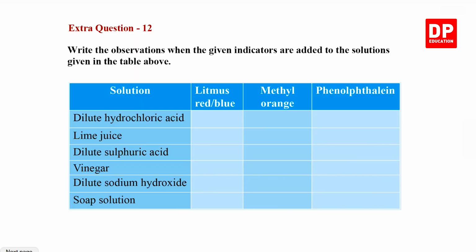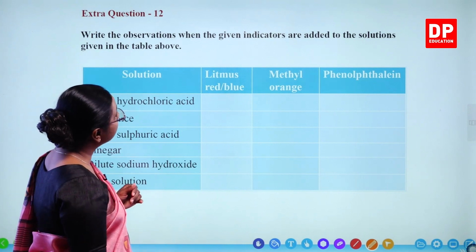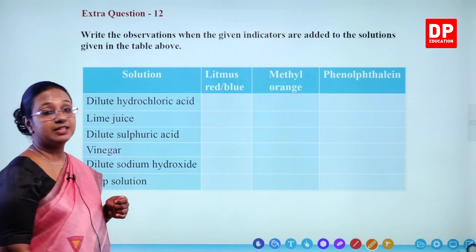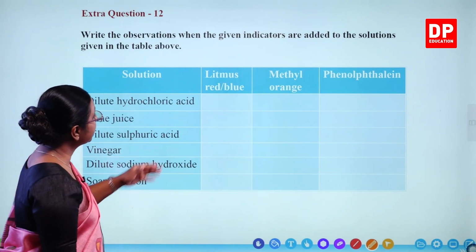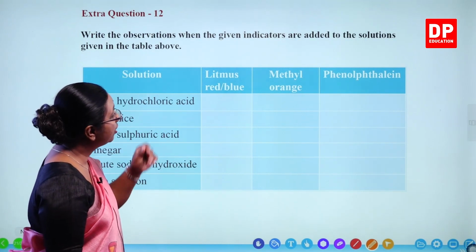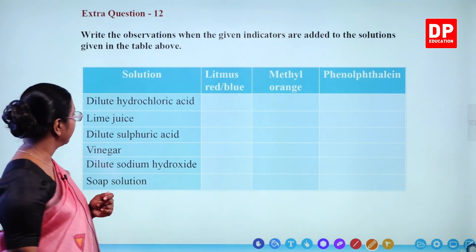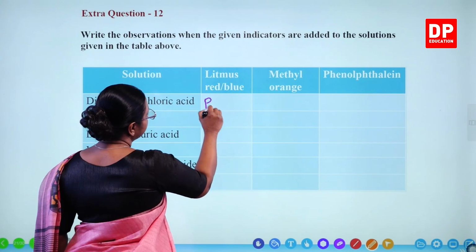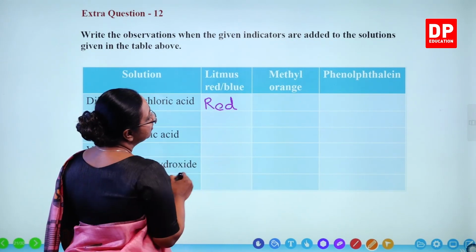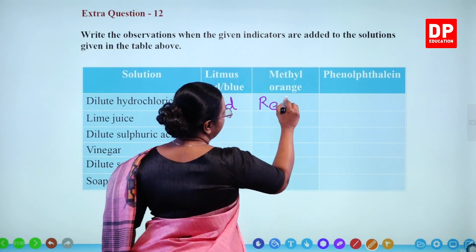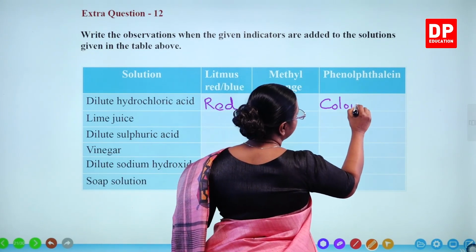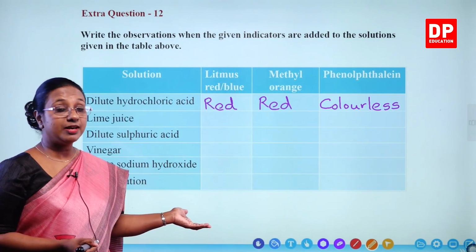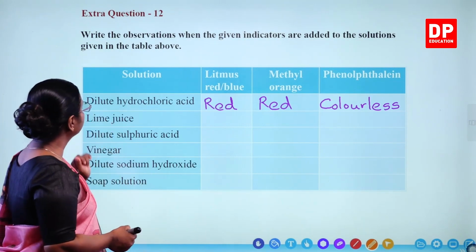Extra question 12. Write the observations when the given indicators are added to the solutions given in the table above. So, here you are given the table. Solutions are given. Here again litmus, red and blue, methyl orange and phenolphthalein are given. So, for dilute hydrochloric acid, what are the colors? Red in color. With methyl orange, again red, and phenolphthalein, it will be colorless. So, you all can remember students, I did this activity in the lab. You all were able to see all the observations clearly. So, you know the colors.